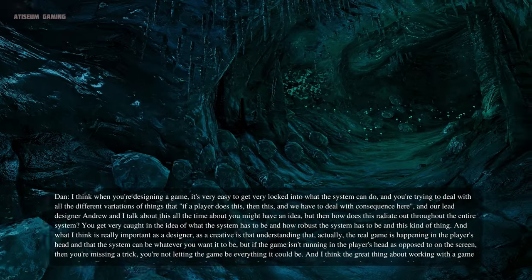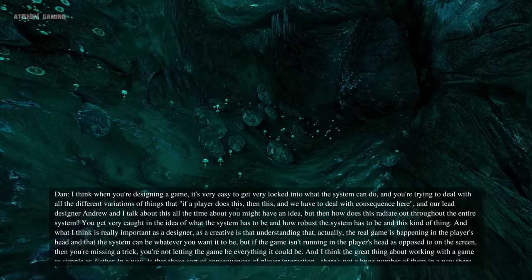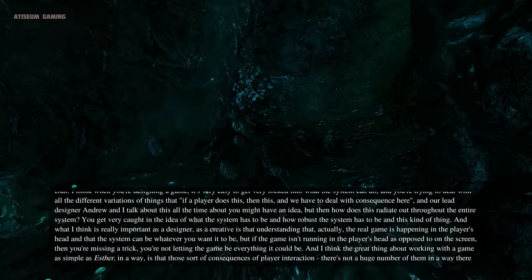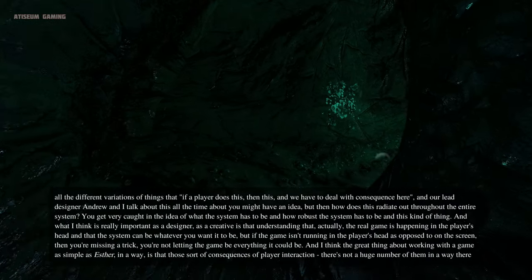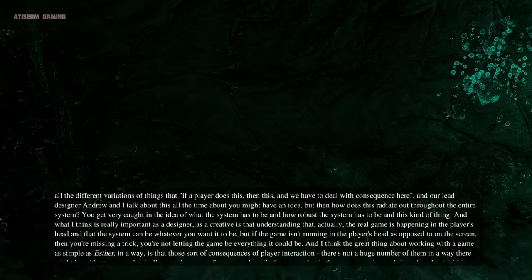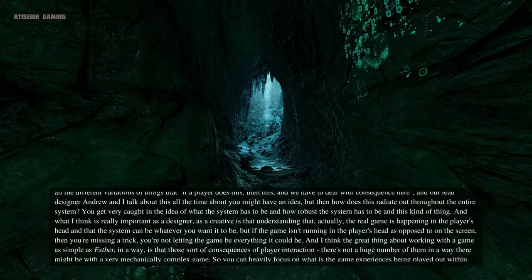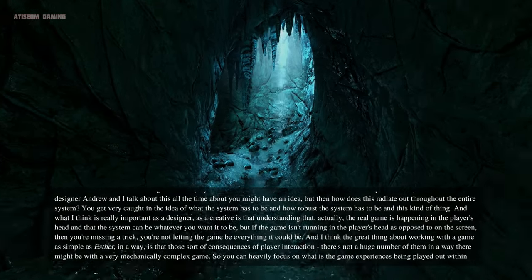I think when you're designing a game, it's very easy to get very locked into what the system can do. You're trying to deal with all the different variations of things, that if a player does this, then this, and we have to deal with the consequence here. Our lead designer, Andrew, and I talk about this all the time: you might have an idea, but then how does this radiate out throughout the entire system? And you get very caught in the idea of what the system has to be and how robust the system has to be.